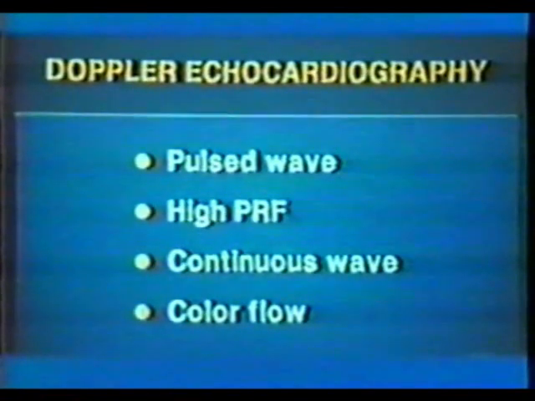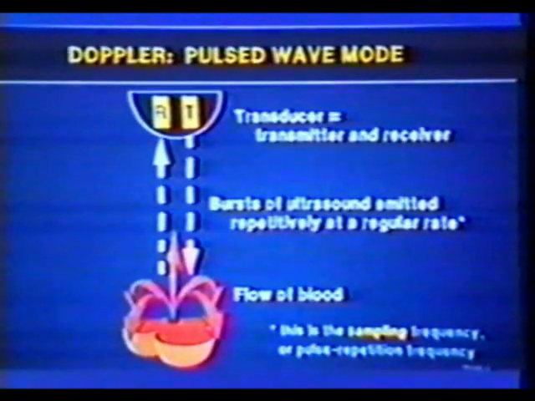There are currently available 4 different modes of Doppler interrogation: pulsed wave, high pulse repetition frequency, continuous wave, and color flow. Commercially available instruments vary in their capabilities with respect to these various modes. Pulsed wave Doppler is performed by utilizing a transducer that emits and receives bursts of ultrasound. These bursts are emitted at a regular rate, and that rate is the pulse repetition frequency of the transducer, commonly abbreviated as PRF.